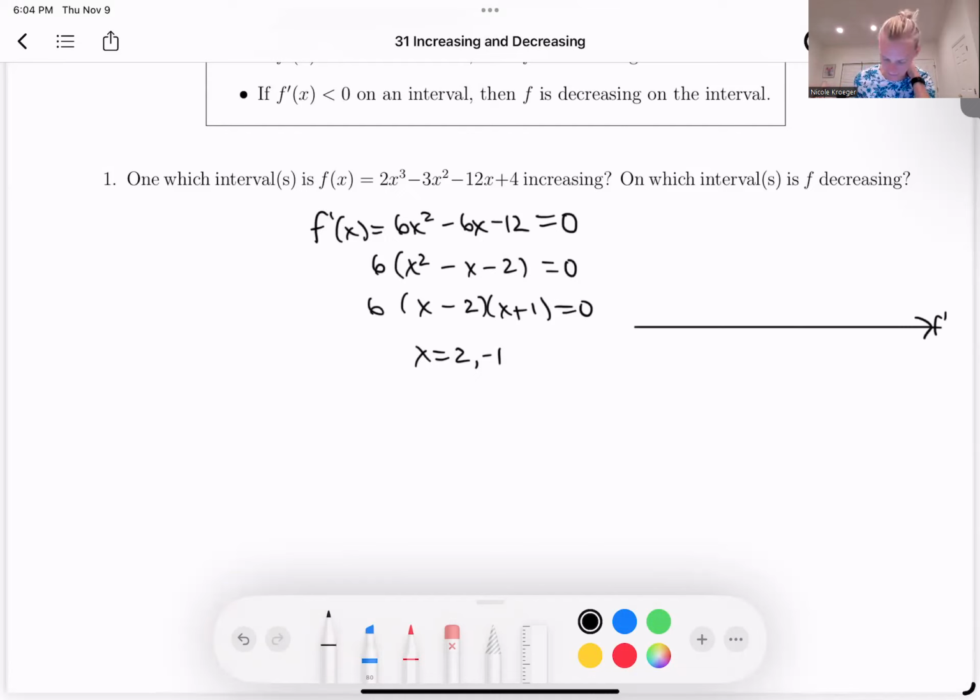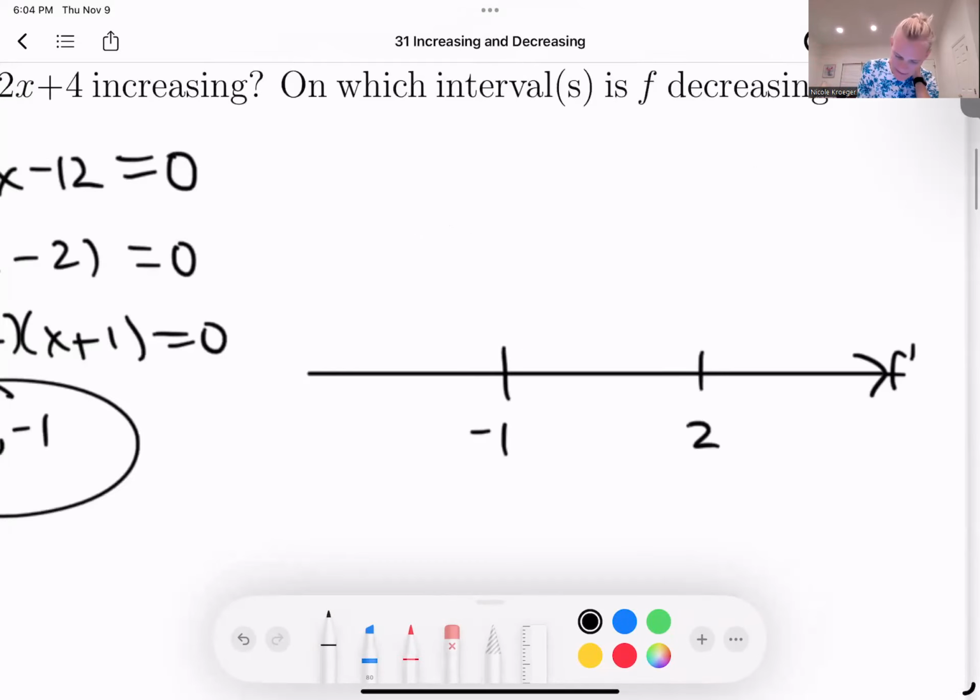For now, we're just looking at the first derivative. The first thing I'm going to put on my number line are those places where the derivative was 0. In this case, negative 1 and 2, making sure we're putting them in numerical order.